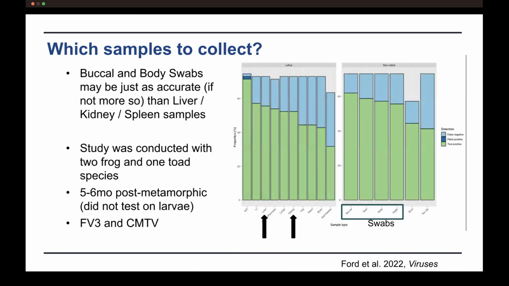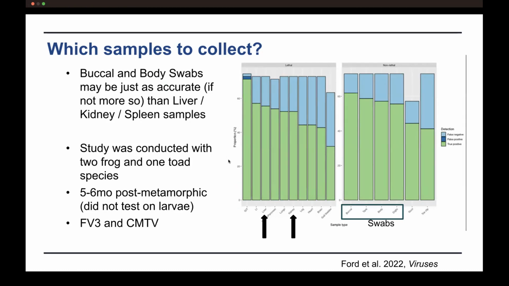Now, there was a recent study that came out in Viruses in 2022 that actually showed or provided evidence that suggests that buccal and body swabs may be just as accurate, if not more so, than liver, kidney, and spleen samples. Now, this figure is a little hard to see.